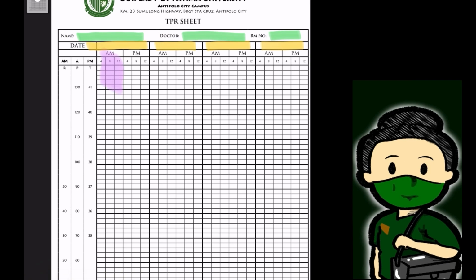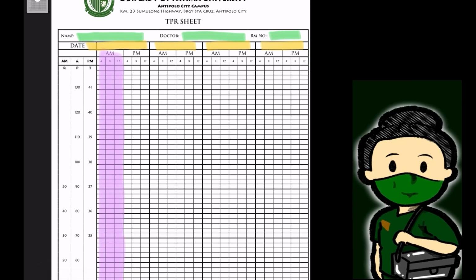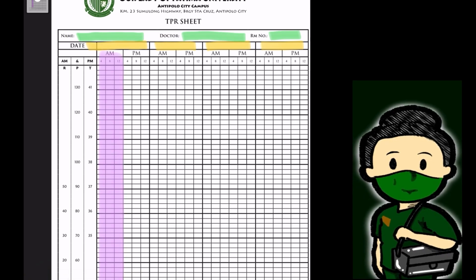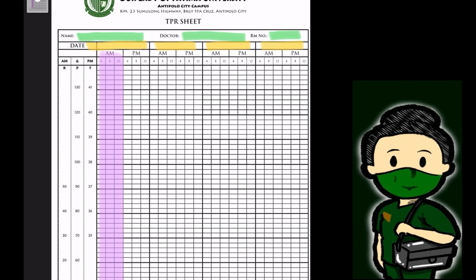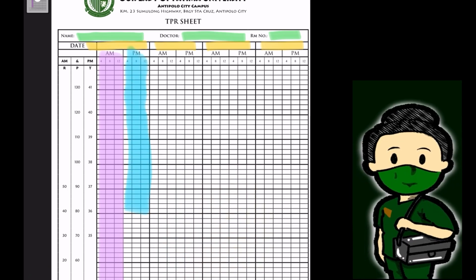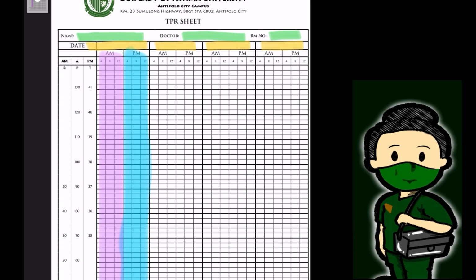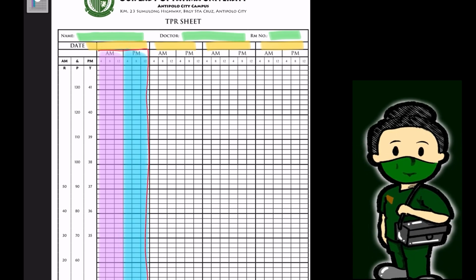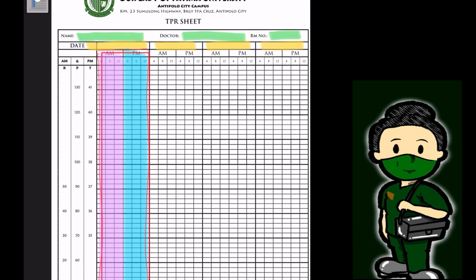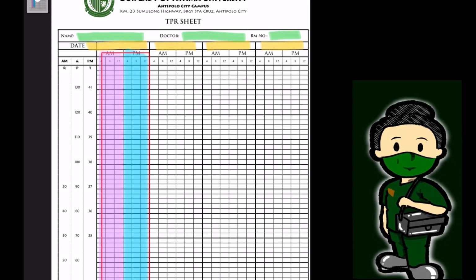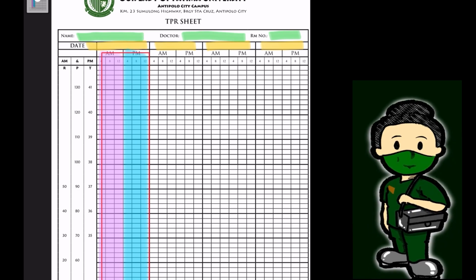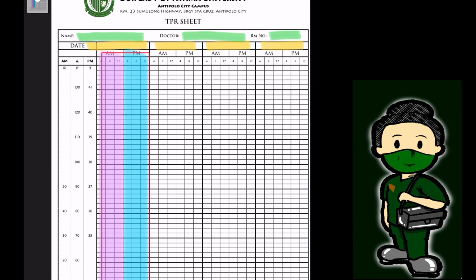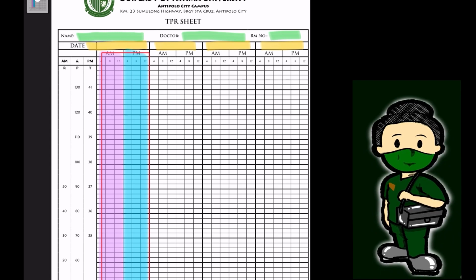Also, this TPR sheet is intended for 12-hour shifts. Here you can see the AM shift and the PM shift. As you can see here, I'll be marking the whole 24 hours for a single day. Information within the red box covers all vital signs taken from 4 a.m. up to 12 midnight of a single day.